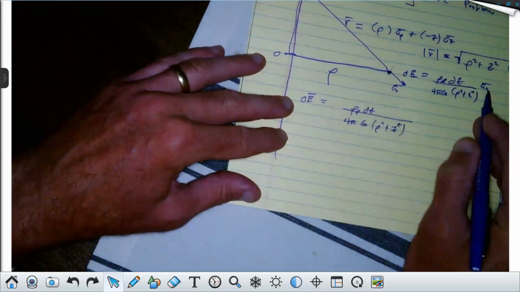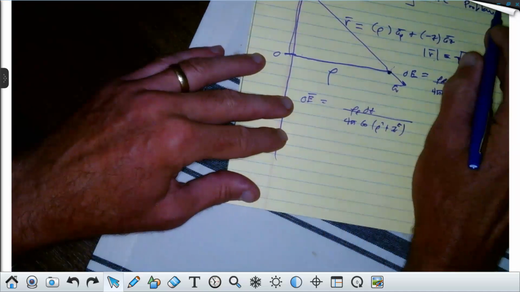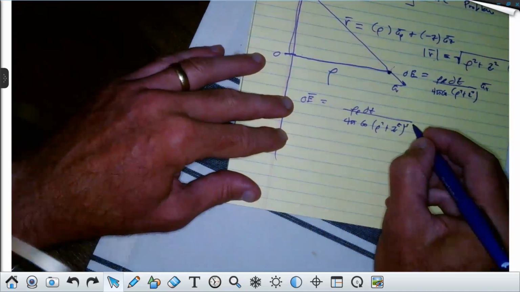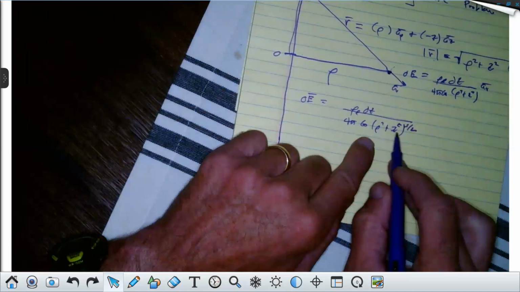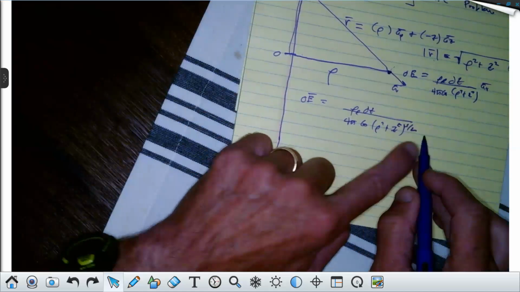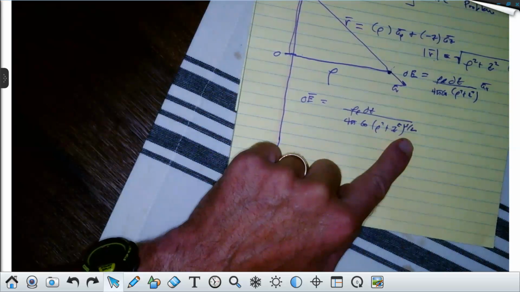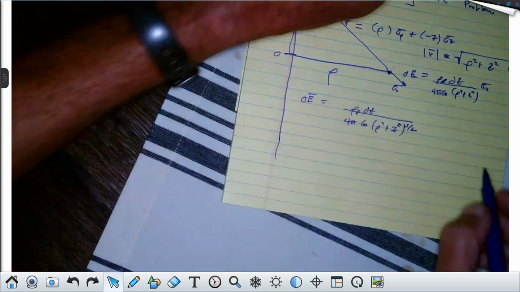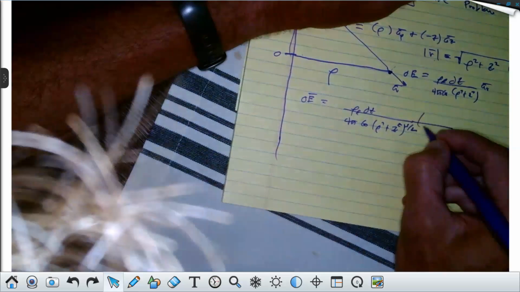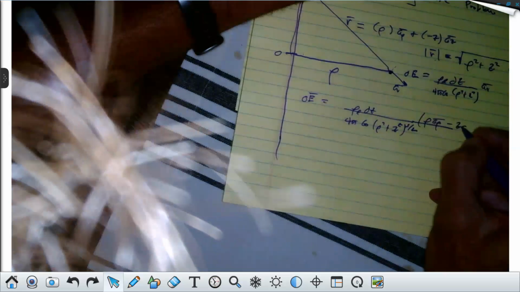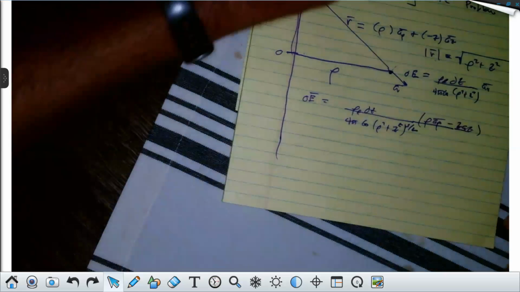Now when I multiply by A rho, you can see I have a magnitude of R down here, and that means that goes to the 3/2 power, because I had rho squared plus Z squared to the first power, then I'm multiplying that by rho squared plus Z squared to the 1/2. That's the same as the square root of rho squared plus Z squared. Does everybody follow me? And on top, I have to go ahead and do this. I have to put the vector R, which would be rho A rho minus Z A Z. Y'all give me that?